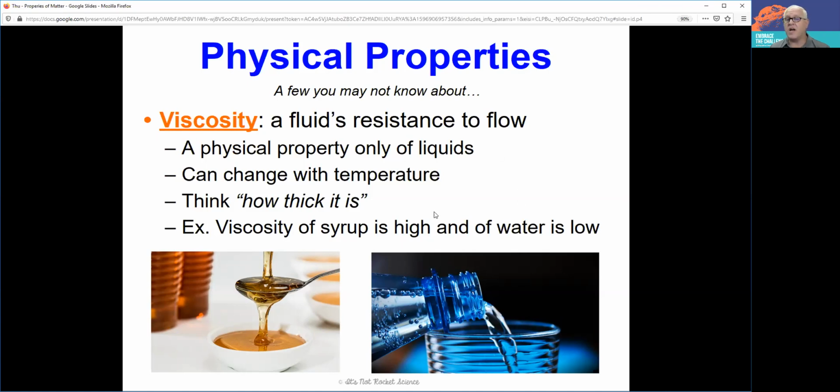You can apply this principle of viscosity to the type of oil that goes in an automobile. They have that in different weights. So viscosity of a syrup, as an example, is high and of water is low.